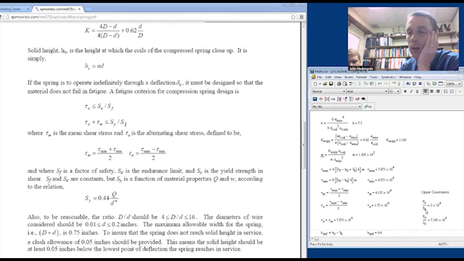Okay, then you have the alternating shear stress, and then also the mean shear stress. So adding those two, that has to be less than SY. Now, SY is the yield strength in shear, divided by the safety factor. So you have the alternating one and the mean one less than the shear strength divided by the safety factor.